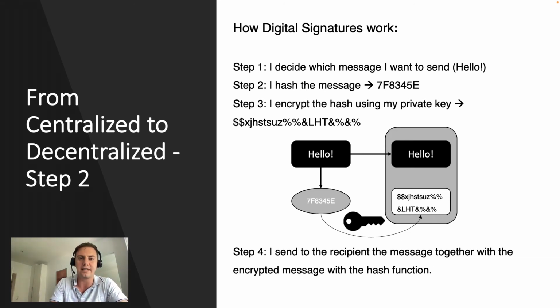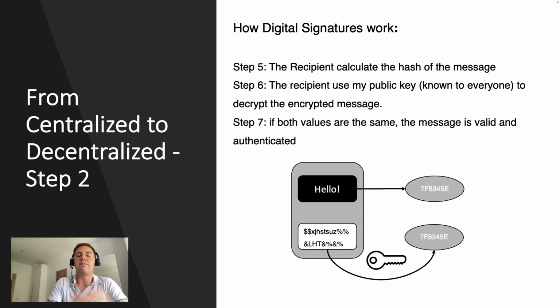Then I send this message to the recipient together with the encrypted hash. So the recipient receives hello and receives the encrypted hash. First, he takes the message and hashes it, obtaining a code. Secondly, he uses my public key, which is known to everyone, to decrypt the encrypted hash, obtaining again a hash. If both hashes are the same, then the message is authenticated because it can have been written only by someone who owns the private key. This method is used in Bitcoin to authenticate the transfer of value by signing a transaction and verifying a transaction. So it can be sent only by me if these two values are the same.